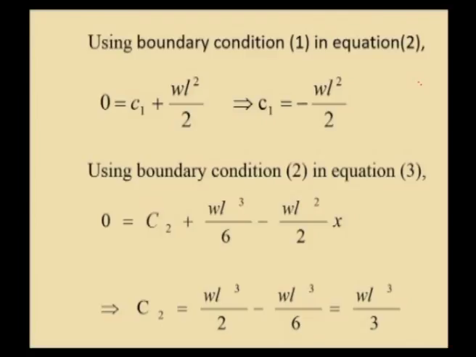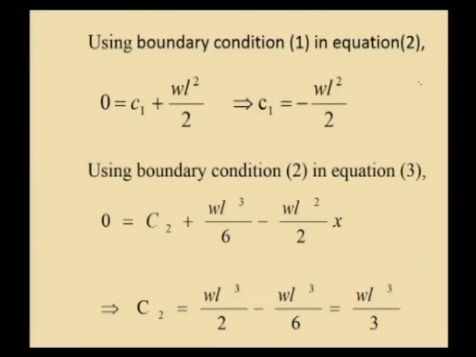Now, these two boundary conditions have to be substituted in the appropriate equations which we have developed above to get the values of constants of integration. So, let us substitute boundary condition 1 in equation 2. Boundary condition 1 pertains to slope, that is at x equal to L, dy by dx equal to 0, and equation 2 is the slope equation, where E I dy by dx is involved. Substituting that, you will get the first constant of integration as minus W L squared by 2.